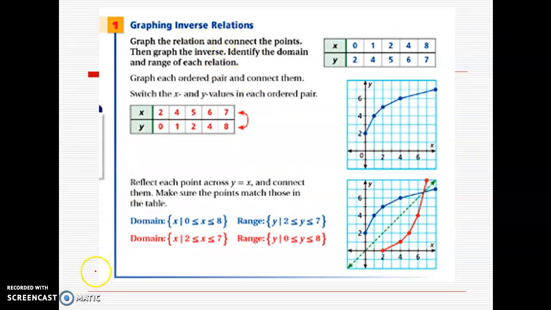Next up is graphing inverse relations. I'm going to put that on the second one.